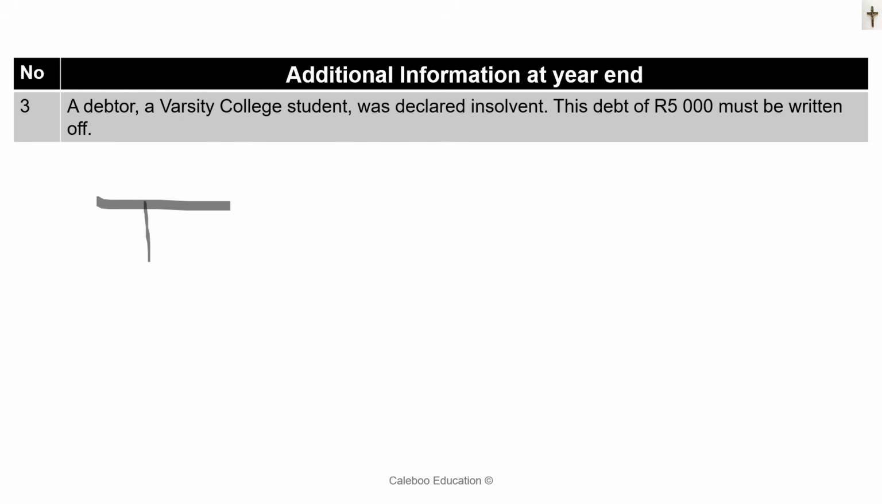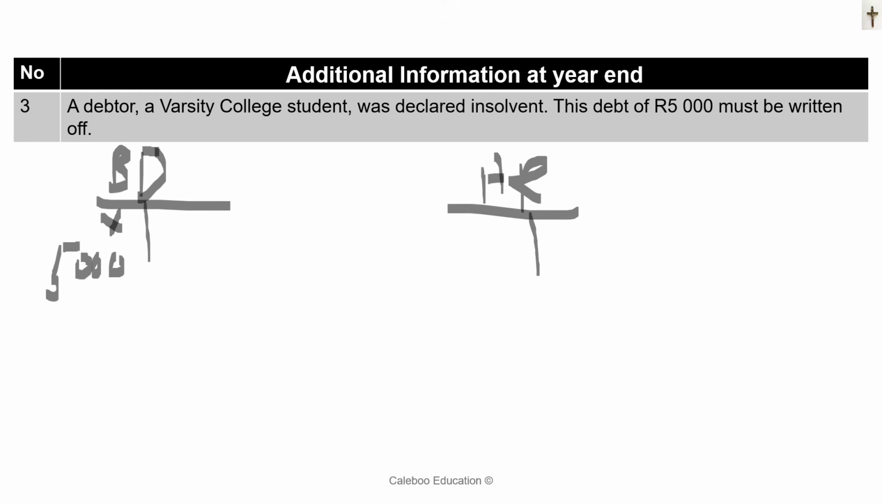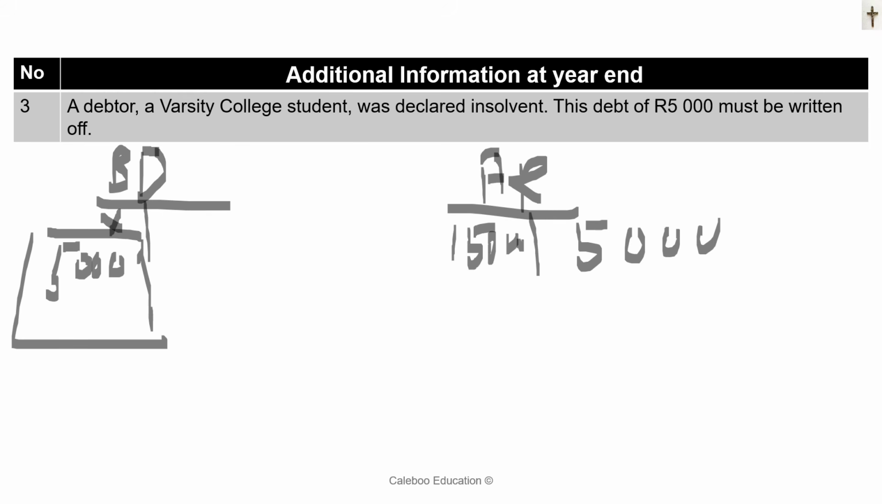So what we've got here is two accounts. The one is bad debts. Now I can't remember the bad debts amount, but it had a balance already. And now it's going to increase by 5,000. And the accounts receivable, which had a balance of 15,000, is now going to decrease by 5,000 because of this bad debt. So the adjustment is debit bad debts with the 5,000 and credit accounts receivable with the 5,000.